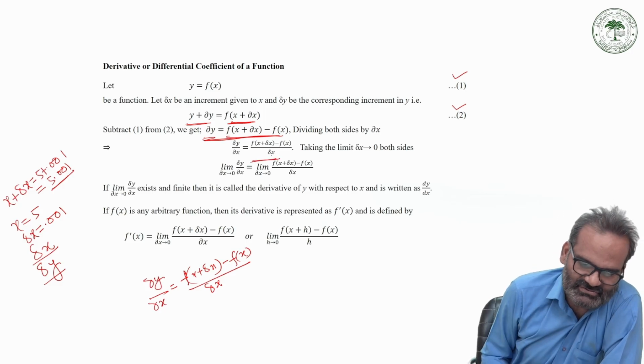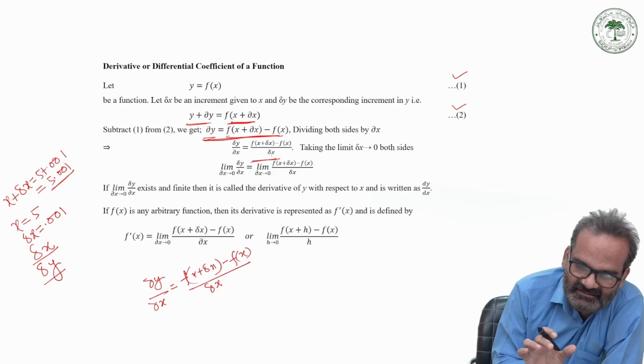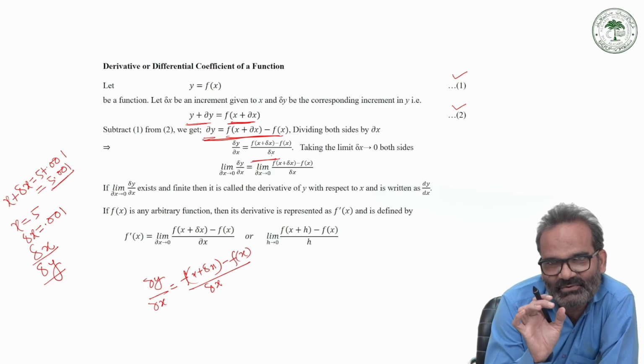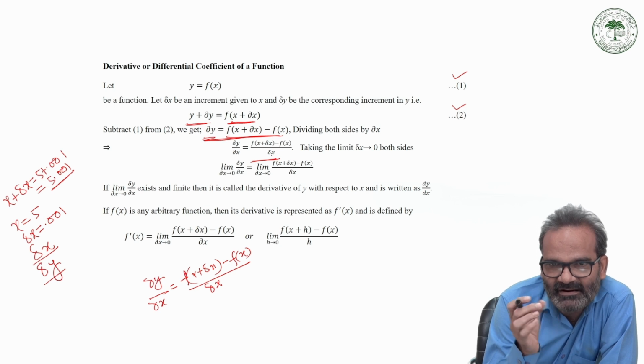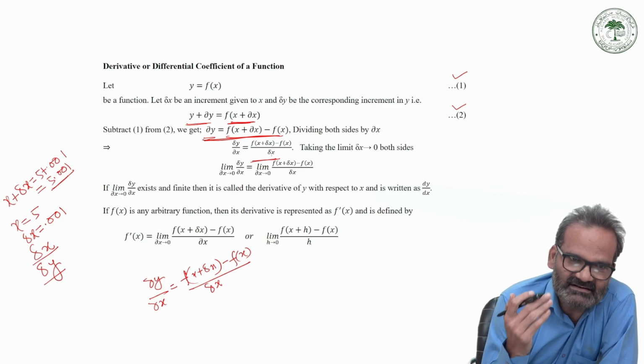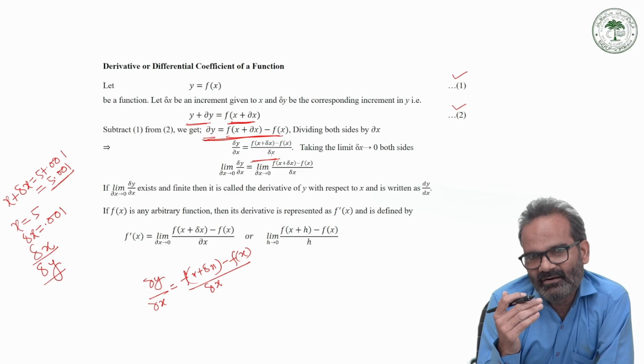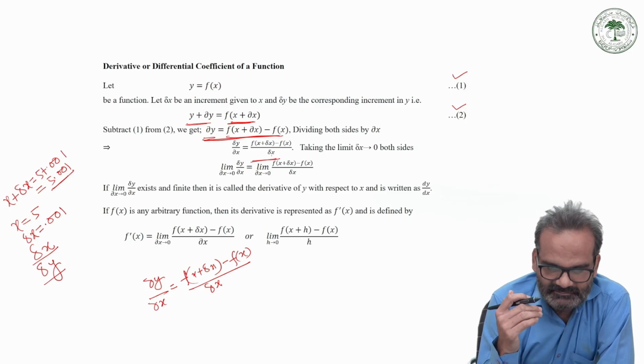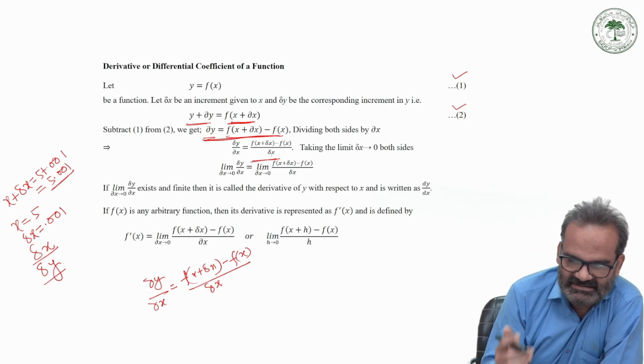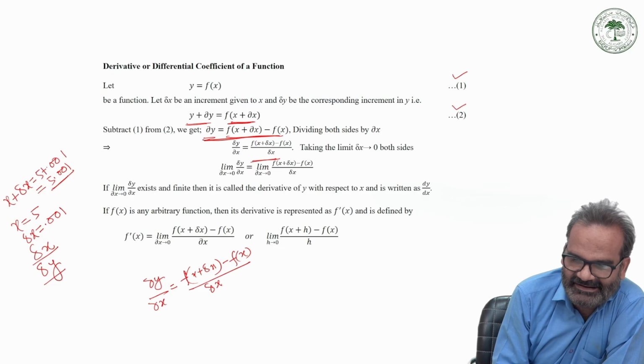After getting this equation, the next step is what? We will take the limit delta x tends to 0, right? I have told you we will use the concept of limit to find out the derivative of the various functions. In fact, the concept of the limit plays a very prominent role in finding out the derivatives of almost all the functions. So in this equation, taking limit delta x tends to 0 both sides.